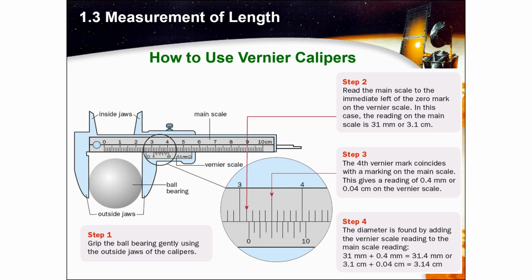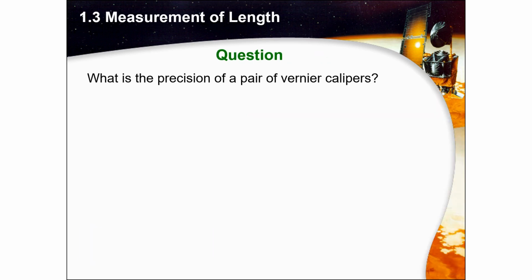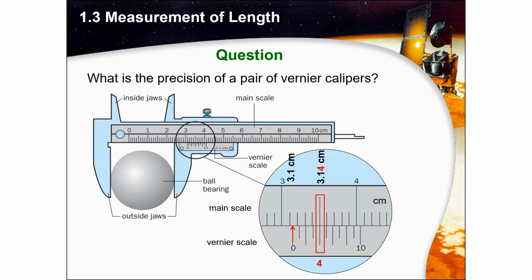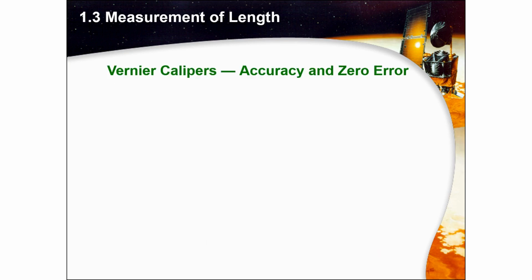Okay, next question. What is the precision of a pair of vernier calipers? Still remember just now? Yes, let's see the answer. Good, because just now we can even count until the last. So after the 0.1, so 0.01 centimeter. So the answer will be 0.01 centimeter.